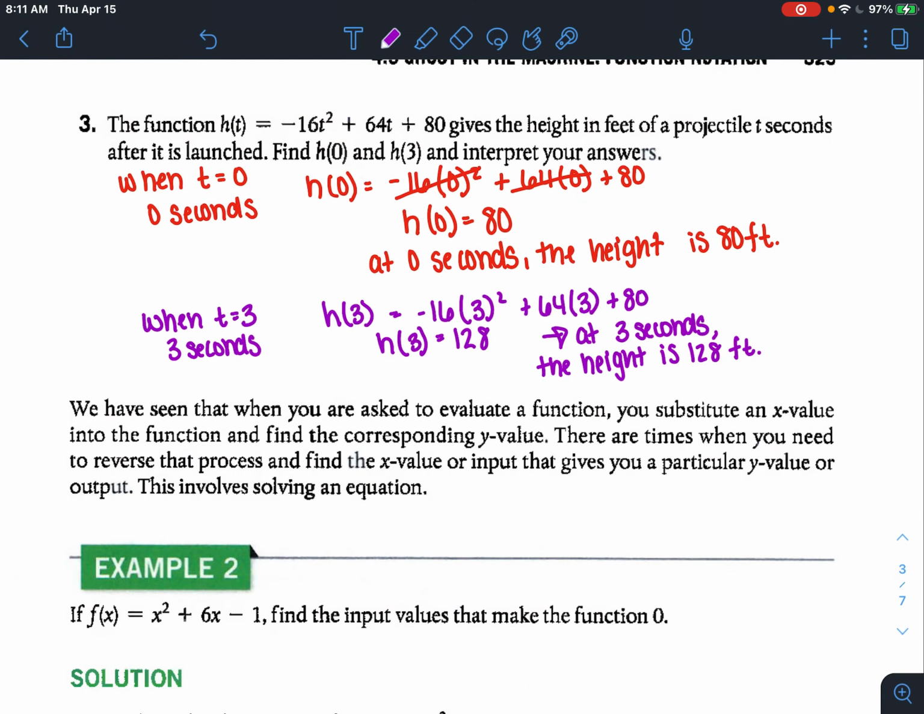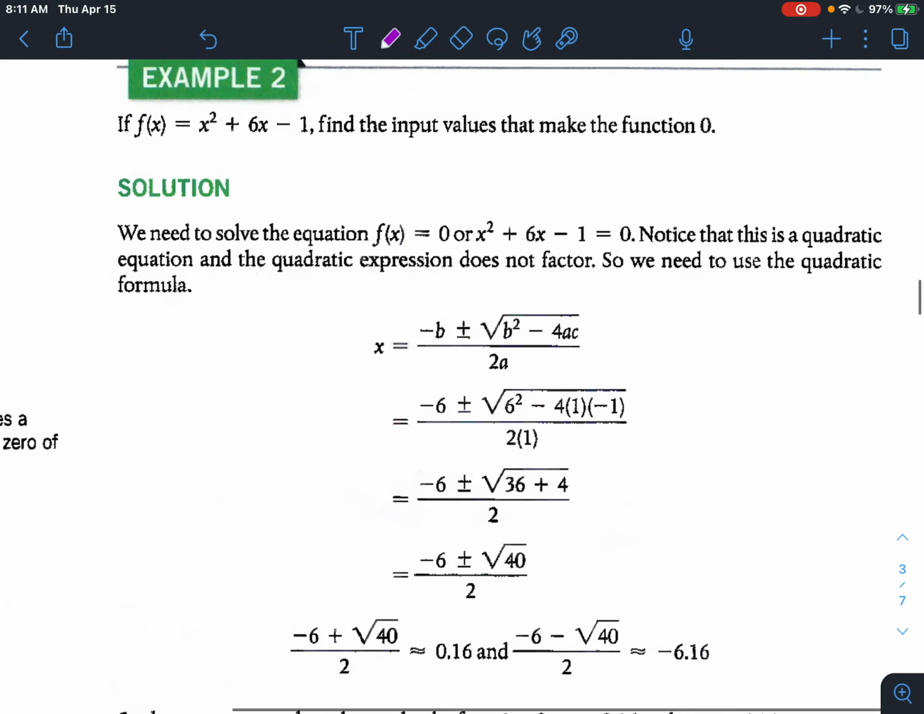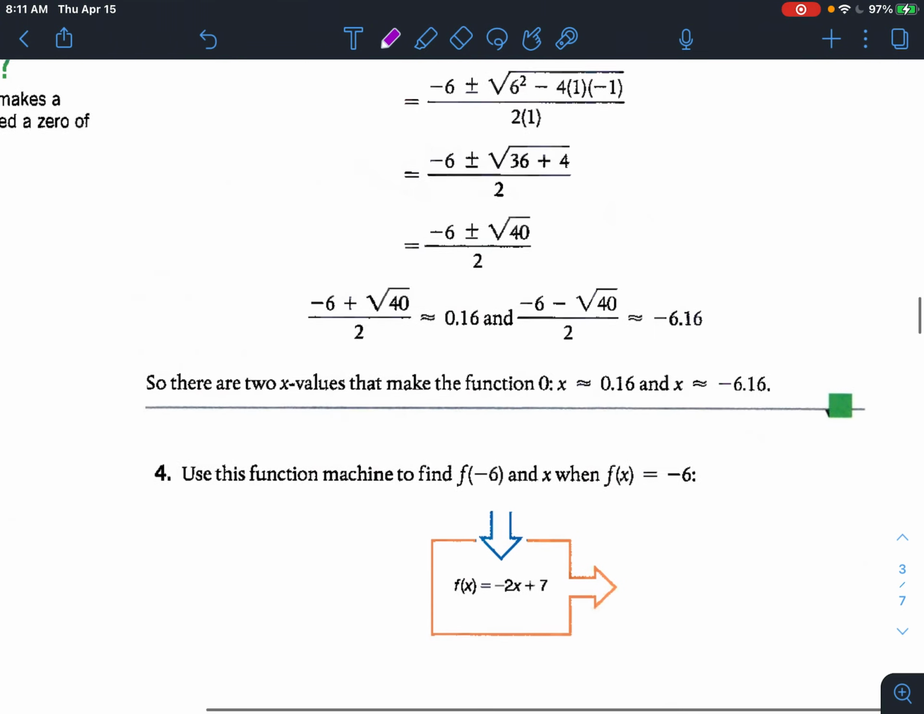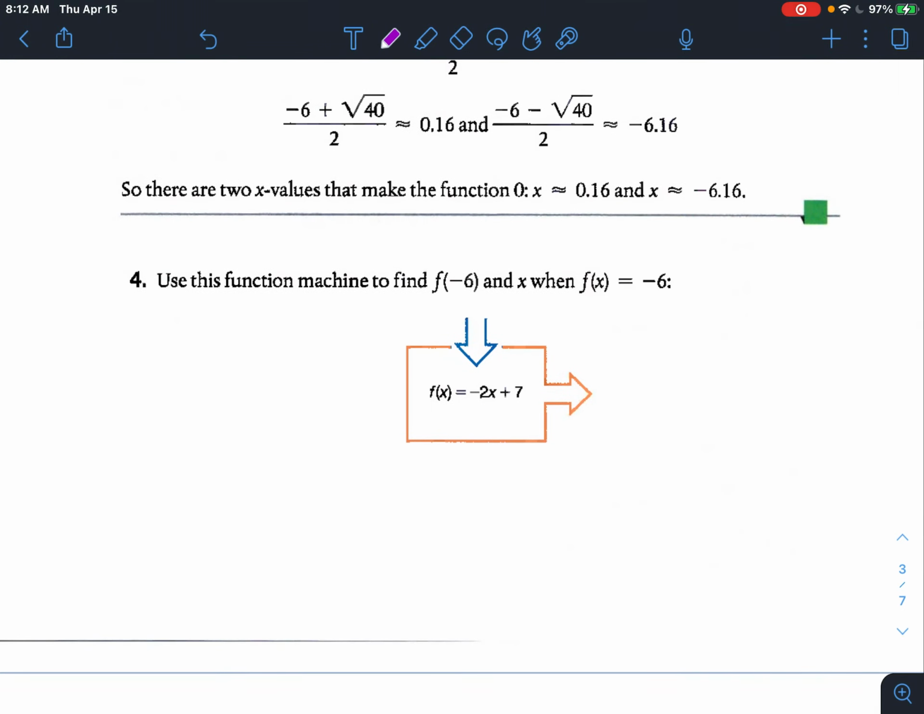And that is it. All right, here is another example if you want to read through that. Let's look at number 4.